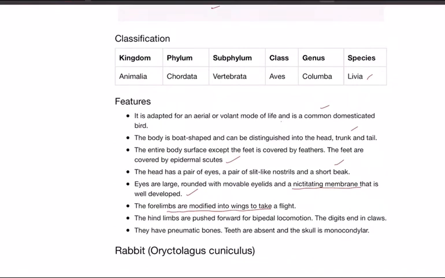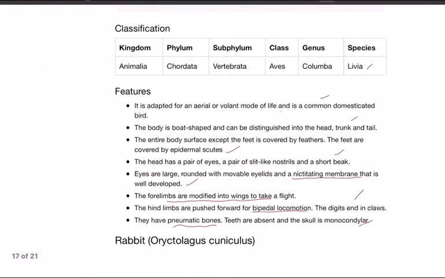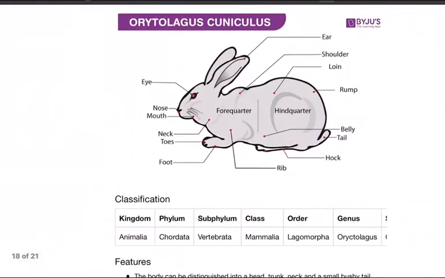The head has a pair of eyes, a pair of slit-like nostrils and a short beak. Eyes are large, rounded with mobile eyelids, and the nictitating membrane is well developed. The forelimbs are modified into wings to take flight, which is an aerial adaptation. Hind limbs are pushed forward for bipedal locomotion. The digits end in claws. They have pneumatic bones, meaning bones with air pores. Teeth are absent and the skull is monocondylar. Next, we go to the next animal, rabbit.